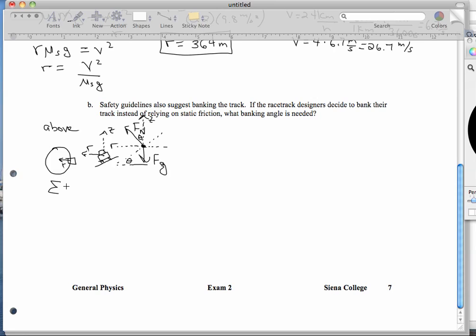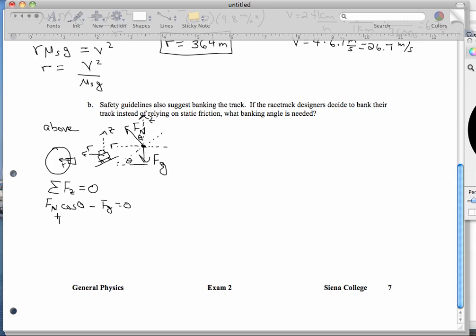So the first thing I'll do is Fz. In the z direction, I know that my forces are equal to 0, and I have my normal force here, and I want the z component of it. The z component is adjacent to the angle, so I'm going to have the force of the normal cosine theta. That's the z component of the normal, and then minus Fg, and that's equal to 0.